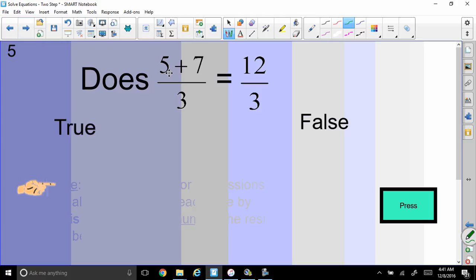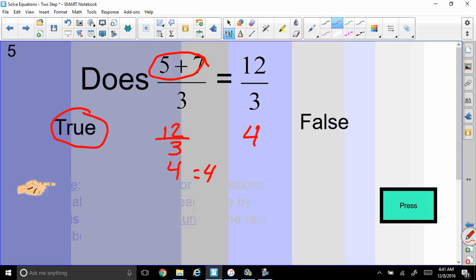Okay, whoa, we got a fraction here, with an interesting numerator. 5 plus 7 divided by 3. Does that equal 12 divided by 3? Well, let's do the easy side first. 12 divided by 3, I know that's equal to 4. So 7 plus 5, yeah, that equals 12. So up here, that's 12. And I'm dividing that by 3. Hey, 12 divided by 3 is 4, and that does also equal the 4. So I'm going to again say this is absolutely, positively true.